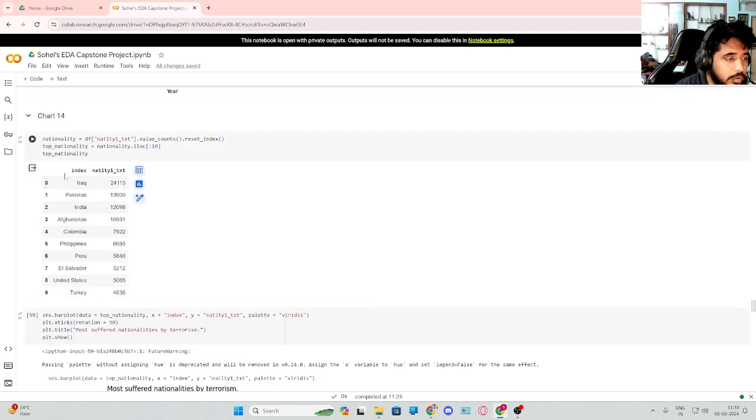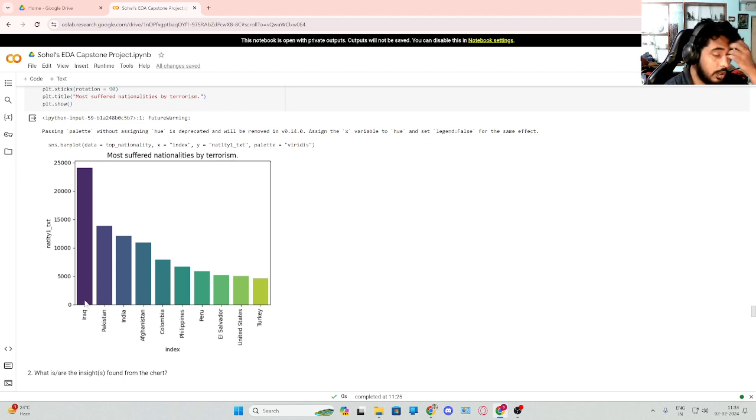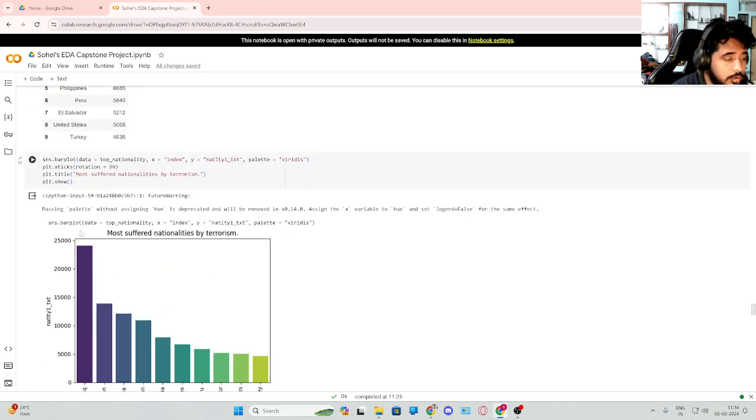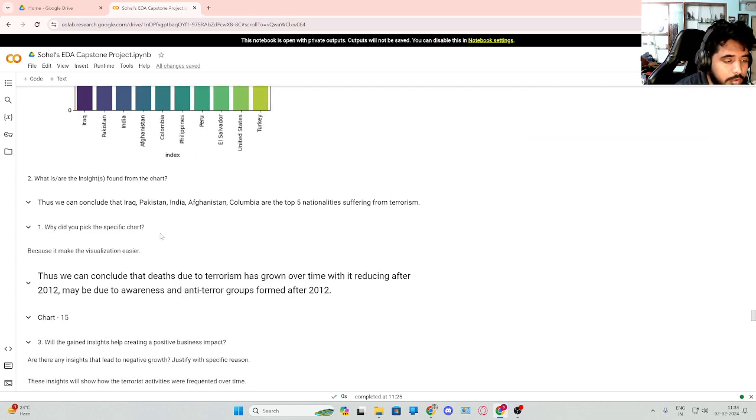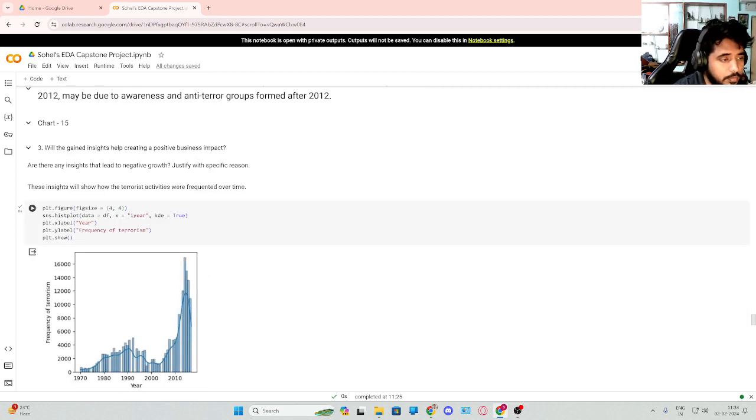Now nationality. We are trying to find the number of nationalities that are affected, so we are doing a bar plot. We can see that Iraq is the nationality which is mostly affected, followed by Pakistan, then India, Afghanistan, Colombia. Now this is from the column natlty1_txt, nationality. Thus we can conclude that deaths due to terrorism have grown over time, with it reducing after 2012, maybe due to awareness and anti-terror groups formed after 2012.